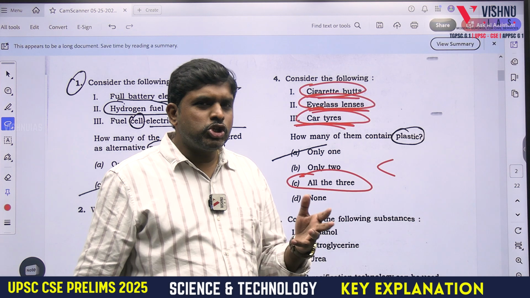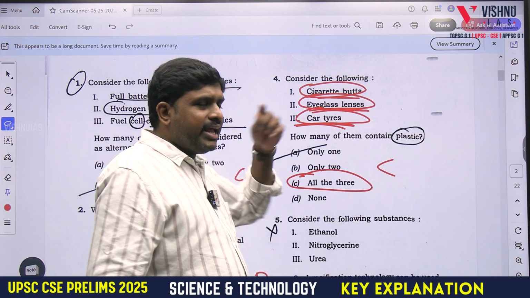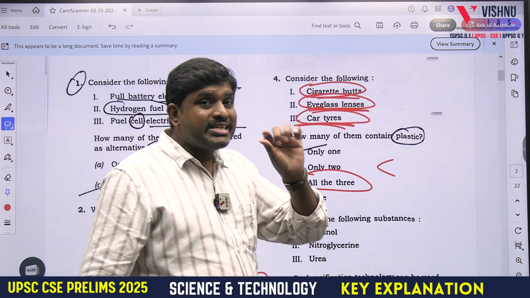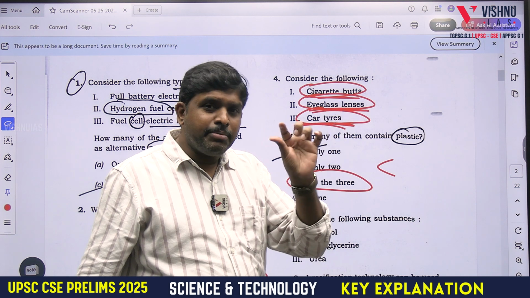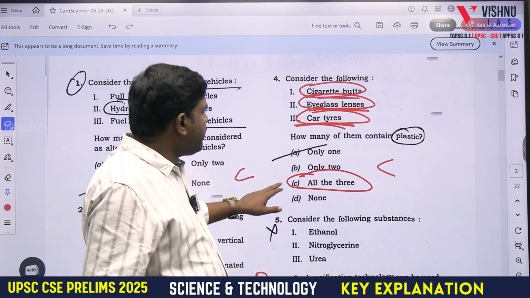Yes, with common sense also we can write. So eye lenses, we know it is there. Cigarette butts also, if we see, some cigarettes will be having the plastics also. So with that we can come to a conclusion.